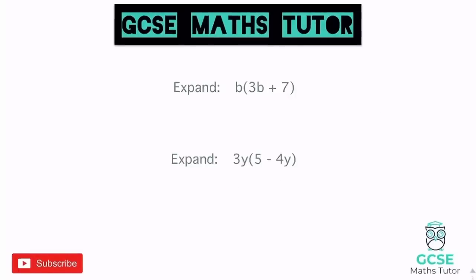On to expanding brackets. This first bracket, we are multiplying everything inside the bracket by b. So b times 3b, well, not forgetting there's a 1 in front of that. 1 times 3 is 3, and b times b is b squared. On to the next one, 1b times 7. Well, 1 times 7 is 7, and there's just that 1b that we're going to leave in there, and we're just going to copy that symbol, which is a plus, so keeping that as a plus.